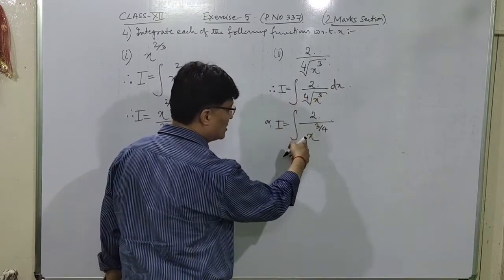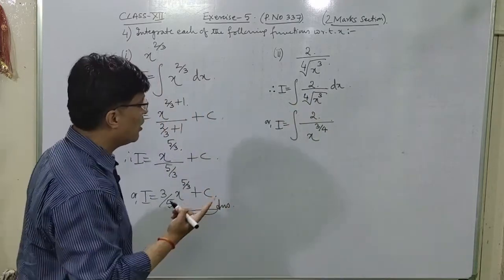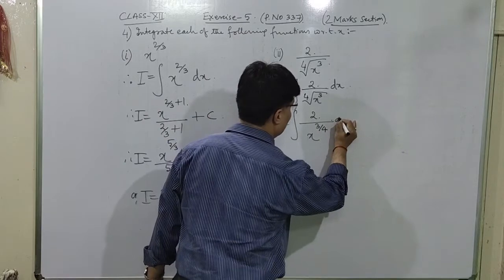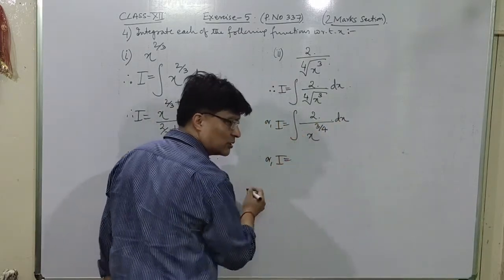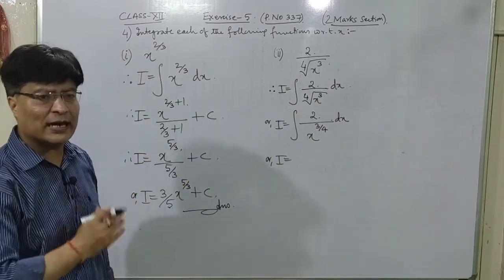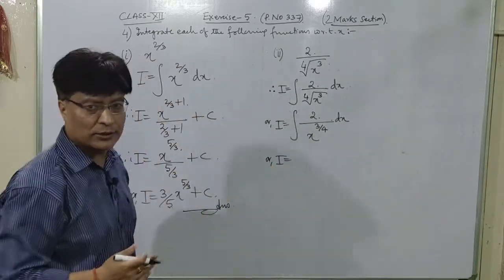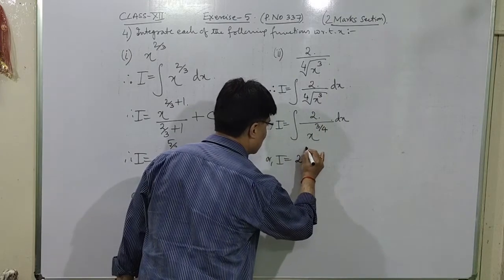4th root of x cube means x to the power 3 by 4. You know that. This is read as 4th root of x cube. Now how will you simplify it? It will be x to the power 3 by 4. Then what should you write here? dx. Okay. So or I is equal to, here 2 is constant. You have to take it outside. The constant term is always taken outside the integration sign. You only have to integrate the terms which contain x, isn't it? So 2 is constant, 2 is taken outside.